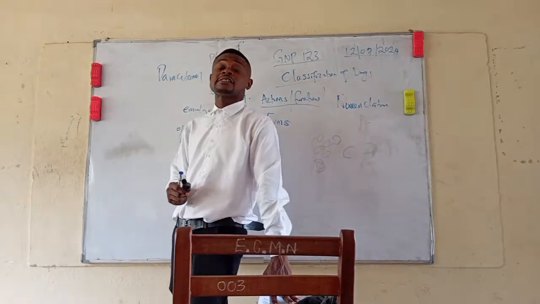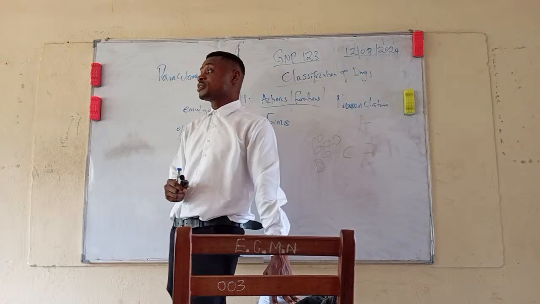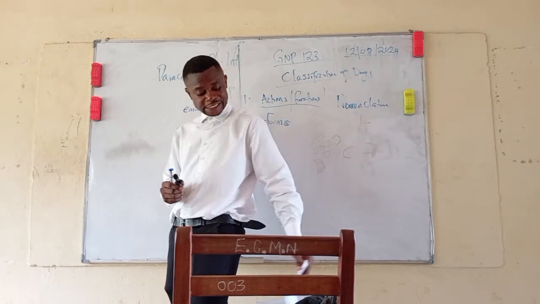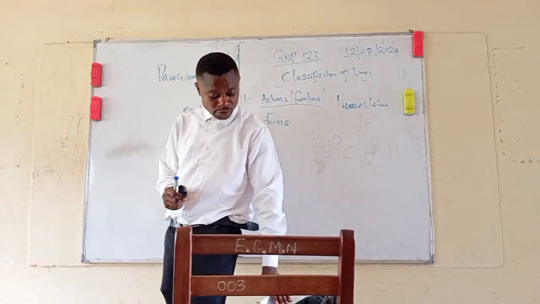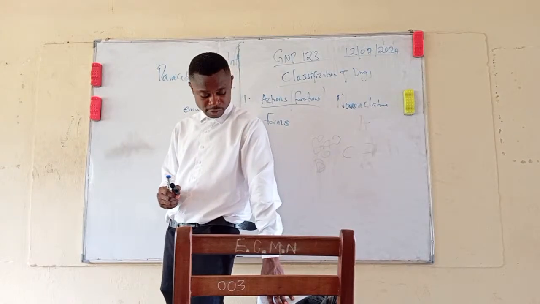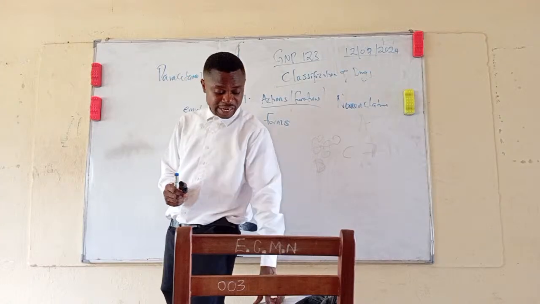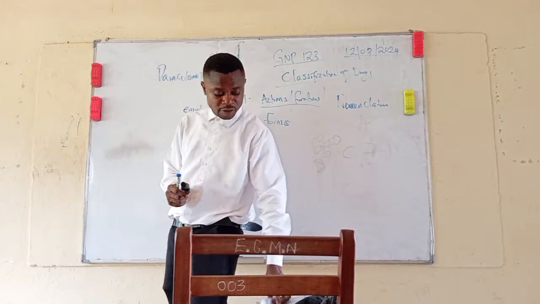So we are done with classification of drugs. We are done with drug nomenclature, right? So the next thing we look at is what? Sources of what? Have we done sources of drugs? Next we look at the sources of drugs. After that we look at routes of drug administration.